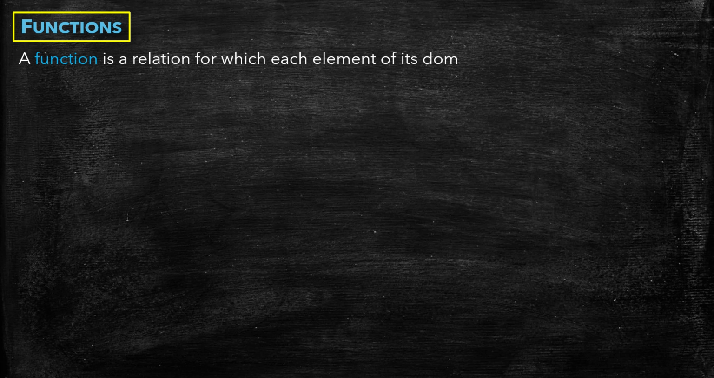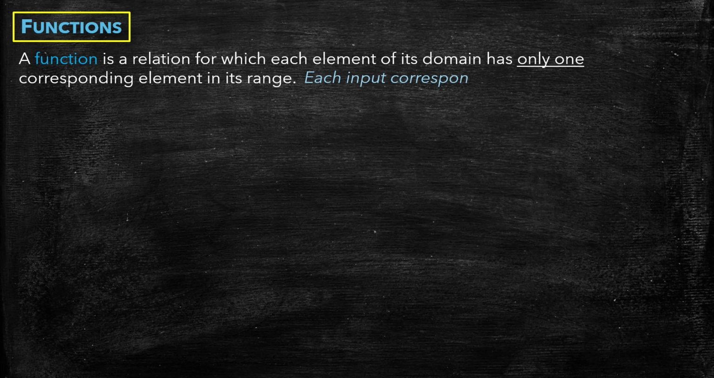So let's define a function now. A function is a very special type of relation for which each element of its domain has only one corresponding element in its range. We can say this more simply by exchanging domain and range with input and output. So each input corresponds to exactly one output.